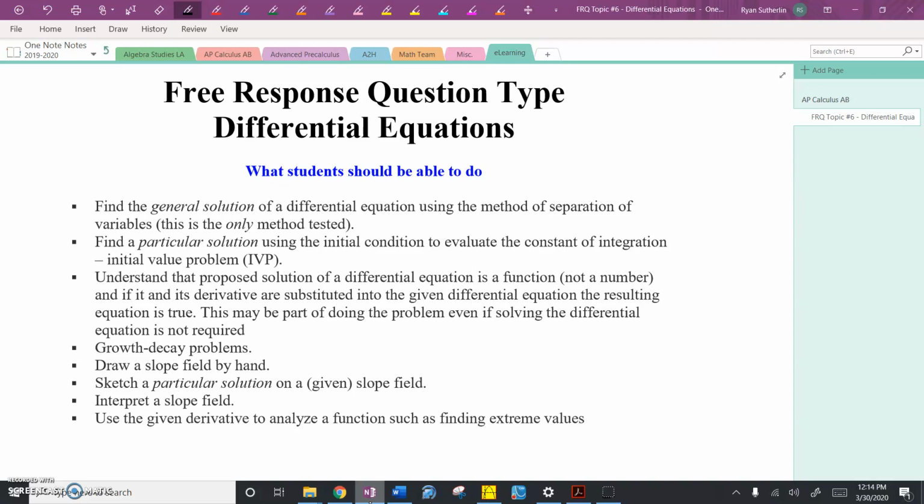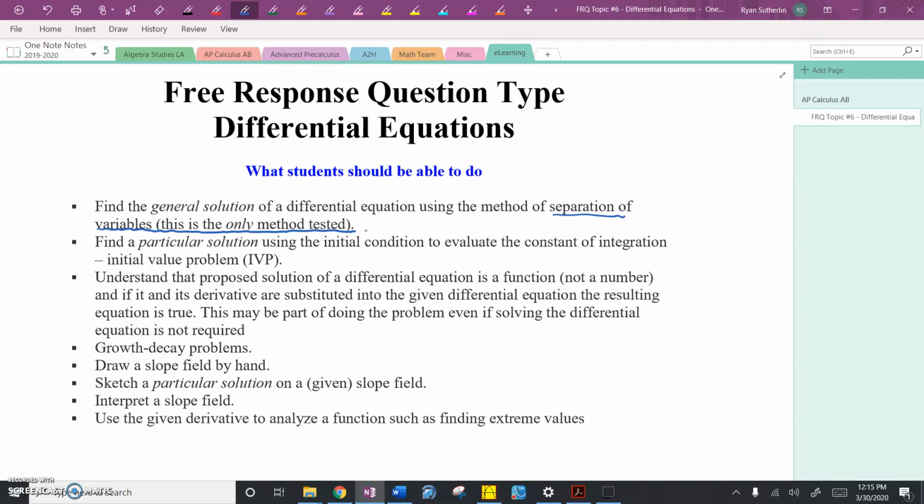So obviously the ones here that are going to be tested the most often are the first two, being able to find a general solution to a differential equation and finding a particular solution when you have that point value that you can use to find your constant of integration. The method that is used in our course to solve differential equations is separation of variables. And this was the process that we were using before we left for break.